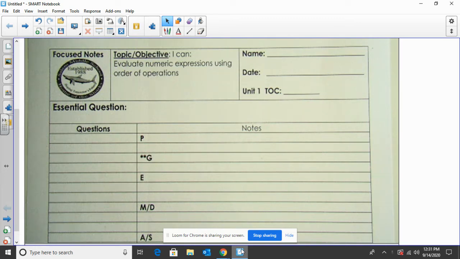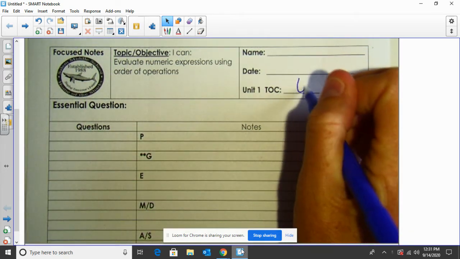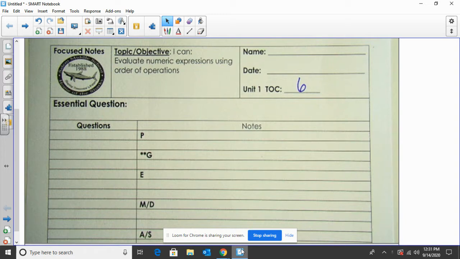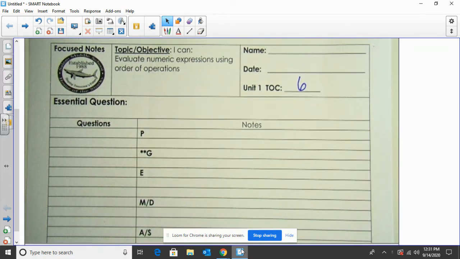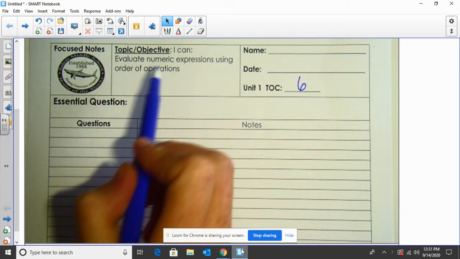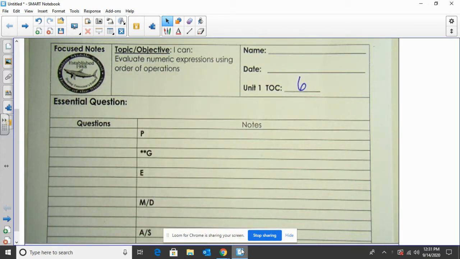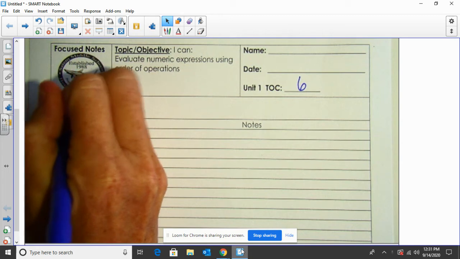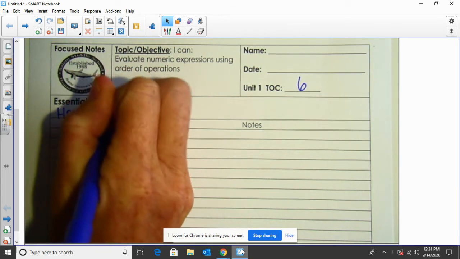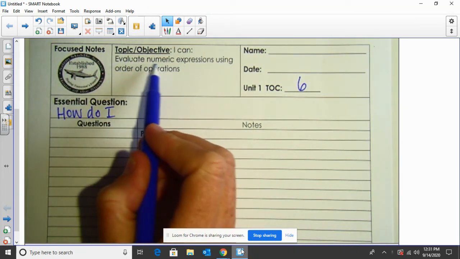Hey guys, we are here today doing TOC number 6, so please make sure that you label your paper with TOC 6. That's very important. If you're writing this on your own paper, you also need to copy down the topic, objective, and your essential question today is going to be, how do I, and then you copy from here on.